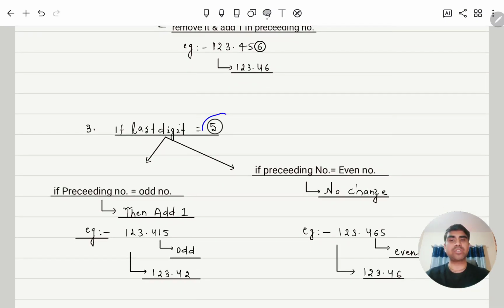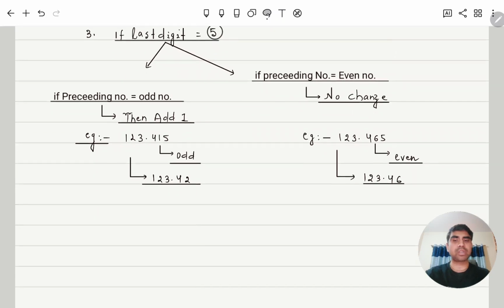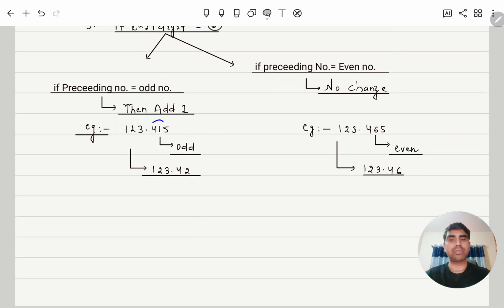that is 123.46. And if the last digit is 5, then if the preceding number is odd, then add 1 to it. And if the preceding digit is even, then no need to add. No need to add. Just remove that last digit. So like here you can see 123.415. Here 5 is the last digit, and you can see the preceding number is odd. So we will add 1 to it. So it will become 123.42. If the preceding number is even, then no need to change, just remove the last number. So it became 123.46.